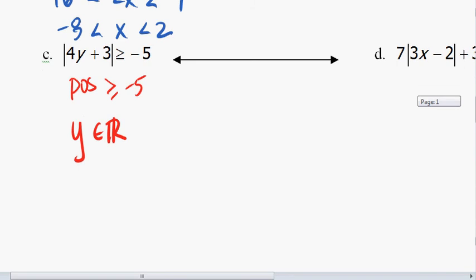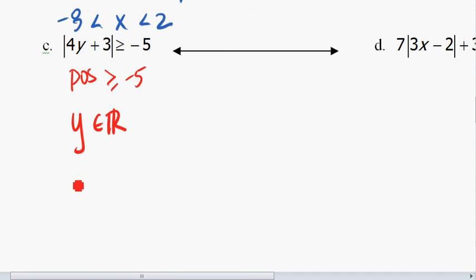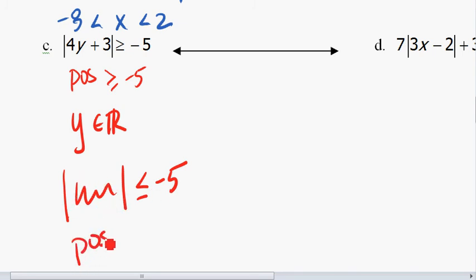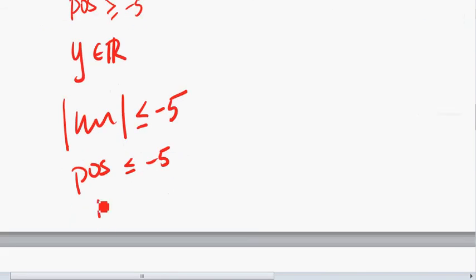While we're talking about this special case, let's talk about the other special case. The other special case says we have the absolute value of something, whatever it is, less than or equal to a negative number. Well, in this situation, the absolute value will always be positive, and a positive will never be less than a negative number. So if you have something with the absolute value less than a negative number, there is no solution to that. All right, this little example here only works if the absolute value is by itself.